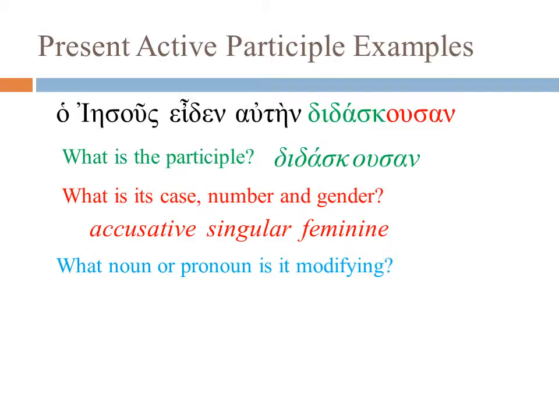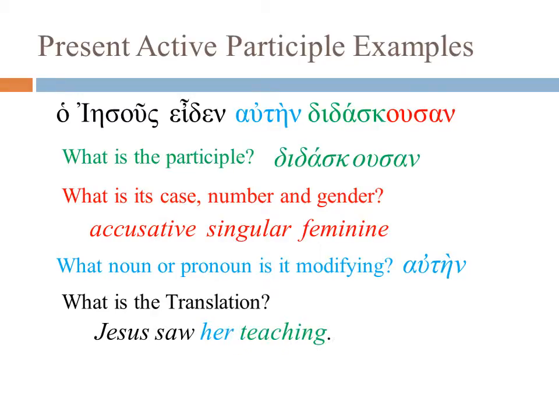So when we ask the next question, what noun or pronoun is it modifying? Well, it cannot be modifying Jesus. Well, for two reasons. Jesus is nominative and masculine. So we have to look at the word that it could be modifying. And that word is autain. The translation, Jesus saw her teaching. Jesus saw her teaching. She is teaching.